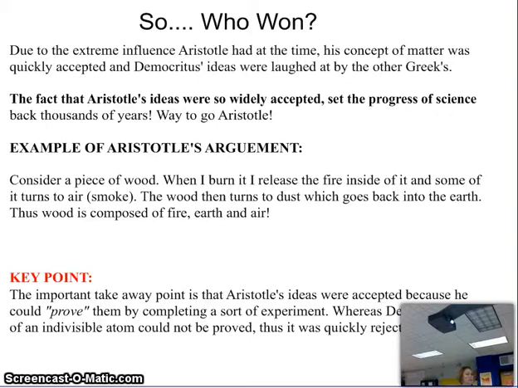So Aristotle's ideas were accepted because he could somewhat prove them with an experiment, whereas Democritus' ideas of matter being composed of these indivisible atoms could not be proved. He had no type of thing to back it up, and he was rejected. Plus, in the political arena, Aristotle was with the political party in favor, and Democritus was not. So most of the population believed Aristotle. Nobody really believed Democritus, and we went with there were four fundamental elements: fire, earth, air, and water.